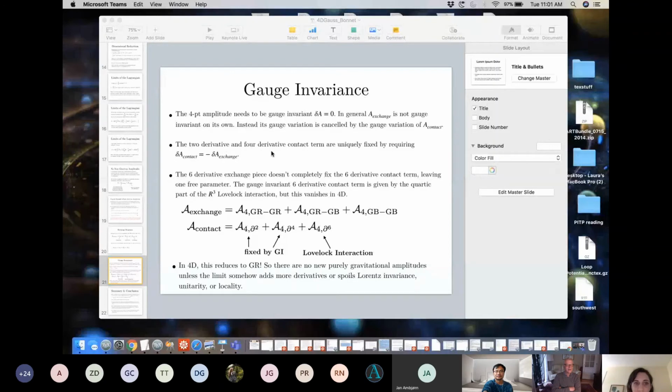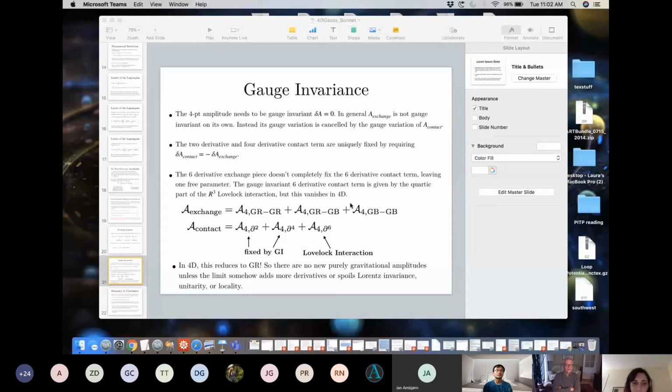So the 2 derivative and 4 derivative contact pieces are uniquely fixed by requiring that the gauge variation of the contact term is equal to negative the gauge variation of the exchange term. But this doesn't uniquely fix the 6 derivative contact piece, which leaves 1 free parameter. There is an additional contact term you can add with 6 derivatives, but this just corresponds to the Lovelock interaction of order R cubed, which vanishes in 4D.